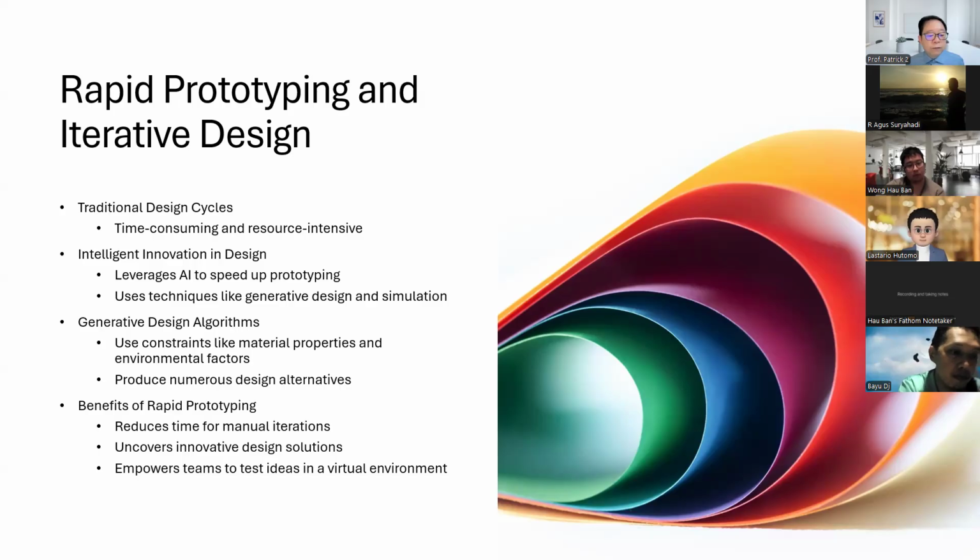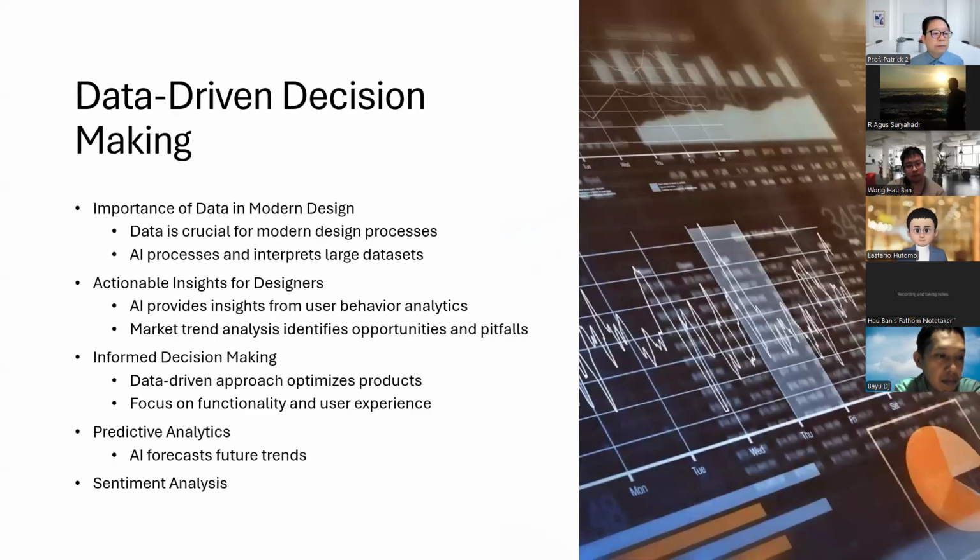So the benefit of rapid prototyping, as we mentioned, is that it reduces the time for manual iteration, right? And we can uncover a lot of innovative design solutions, which you don't know until you start the prototyping discussion with the customer. Then you realize that, oh, that is something new I can come up with. And then you are able to empower the whole team to test ideas in the virtual environment. So that is the power of using AI in prototyping development.